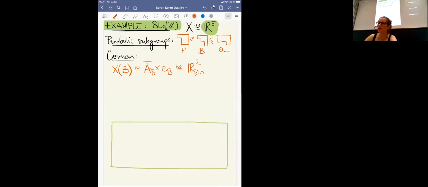Yes, I should take one in each conjugacy class. But then the problem here is that I'm taking a finite index torsion-free subgroup, so I should be taking a few more. And then we have this three-dimensional Euclidean space factor, which is this E_B.